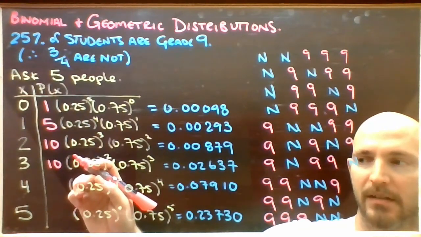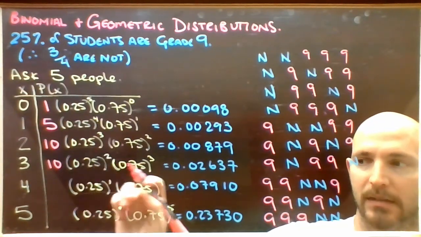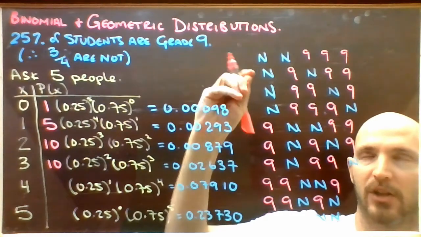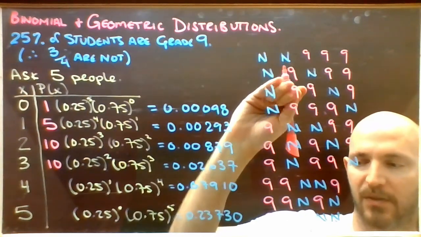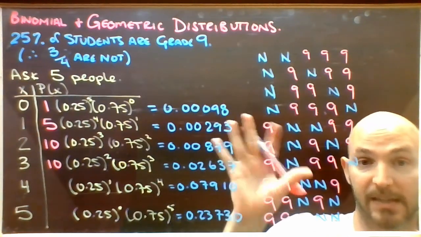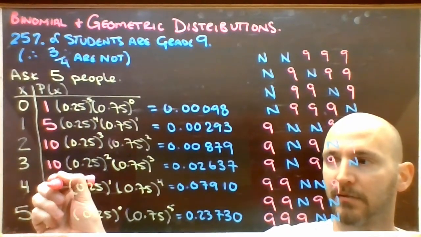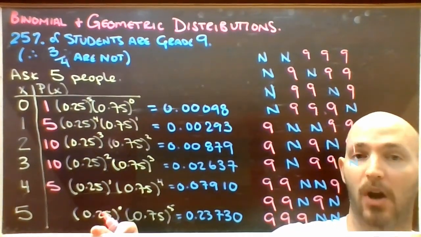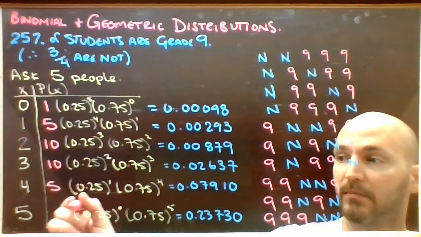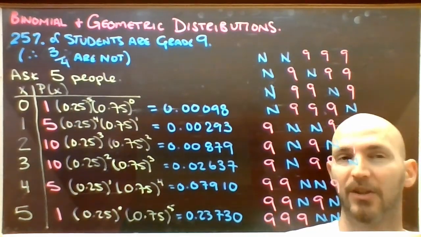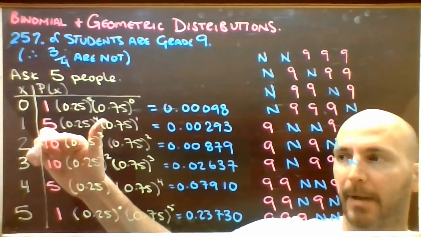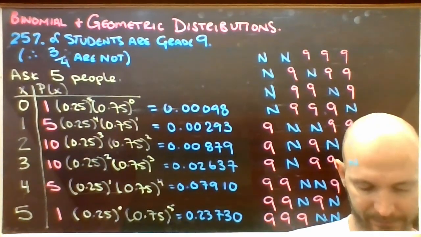This one here, 1 grade 9 and 4 non-9s. Well, that grade 9 could have been in first position, second position, third position, fourth position, or fifth position. That's it. Total of 5. And there's only one way to draw 5 blue Ns, like that. And you notice the pattern went up and down symmetrically.